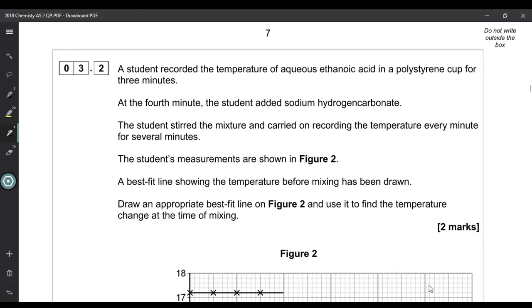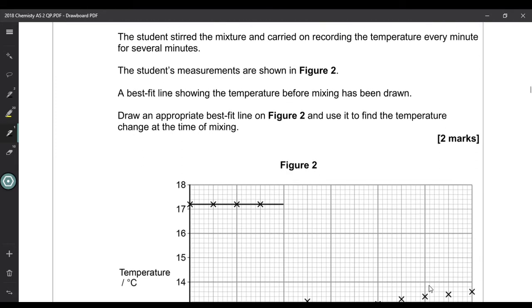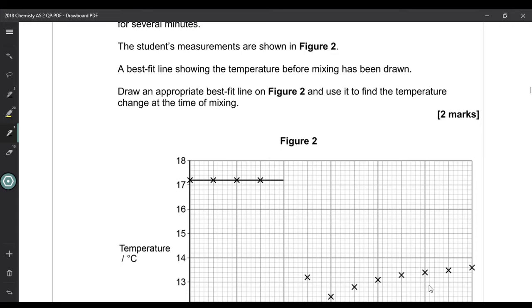So question 3.2 says a student recorded the temperature of aqueous ethanoic acid in a polystyrene cup for 3 minutes. At the 4th minute, the student added some sodium hydrogen carbonate. The student stirred the mixture and carried on recording the temperature every minute for several minutes. The student's measurements are shown in figure 2. A best line fit showing the temperature before mixing has been drawn. Draw an appropriate best line on figure 2 and use it to find the temperature change at the time of mixing.